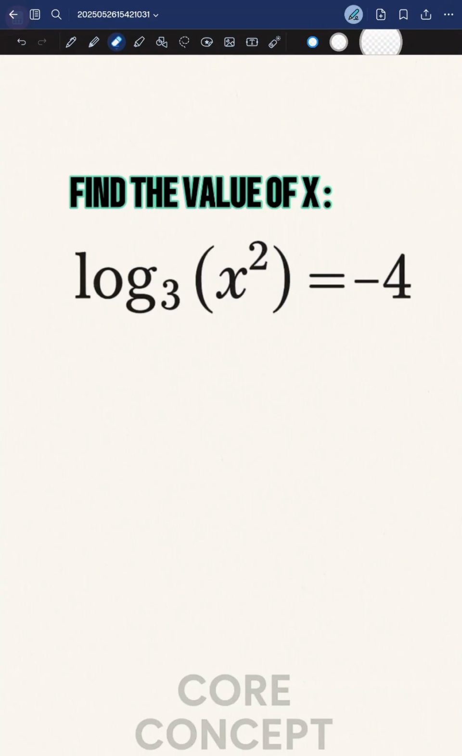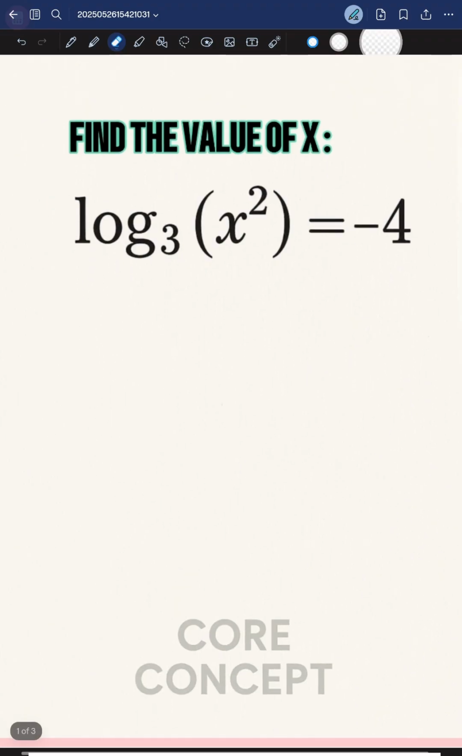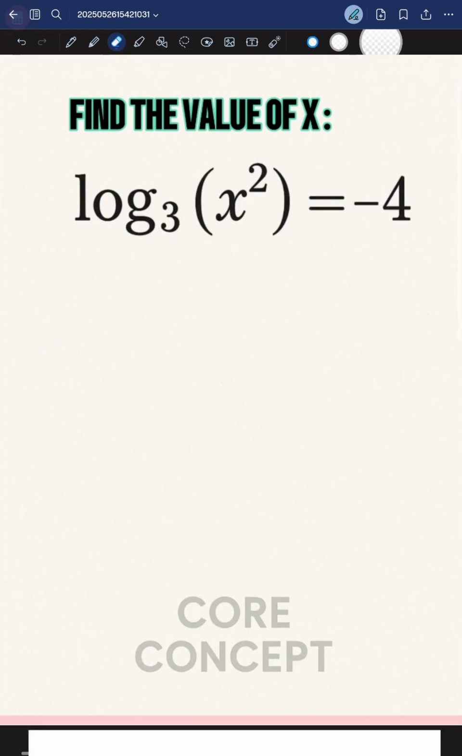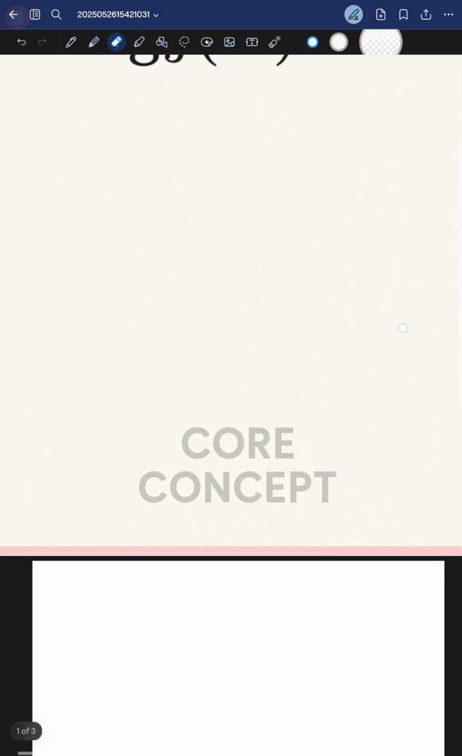So today we'll be working on a particular question, which says: find the value of x if we have log x squared base 3, which is equal to -4. So we have to solve this question. This is a very easy question, and we are just going to walk through this problem. All right, so we have to find x. So let's go through with the solution.